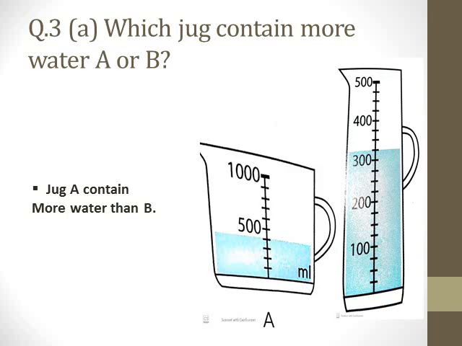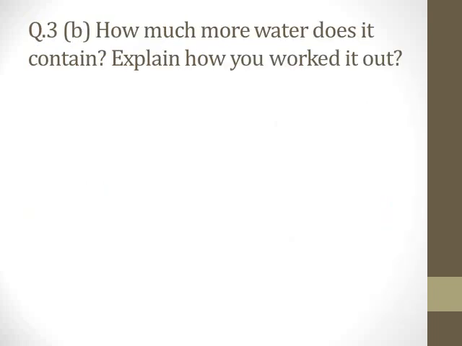There are exactly 1, 2, 3, 4 intervals, and the water is at the fourth interval, so we multiply 100 by 4, and the answer is 400 ml. It is the same if we look at B. From 0 to 100 there are 1, 2, 3, 4 intervals, and if we divide 100 by 4, we get 25. That means a single interval represents 25 ml. When we check the water, it is exactly one interval ahead of 300, so 300 plus one interval of 25 ml is 325 ml, right? So that's how we know that jug A contains more water than B.